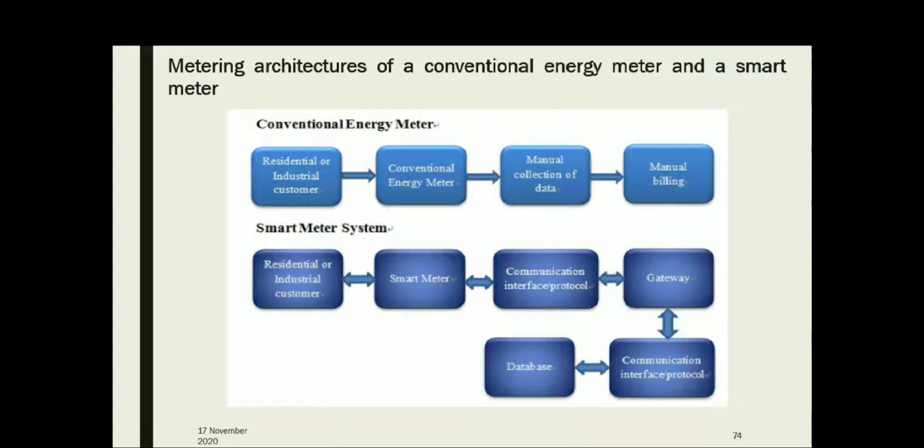There will be a communication interface protocol and a gateway. Then there is two-way communication. You can see the bidirectional diagram here, where they are communicating with both the customers and the utility. And finally, the data are stored in a database through a communication interface protocol. This is the basic metering architecture of a conventional energy meter and a smart meter.